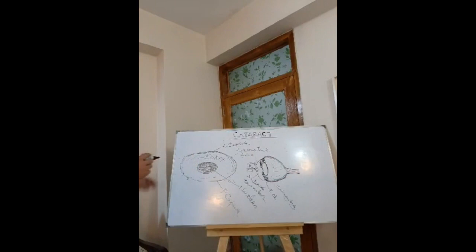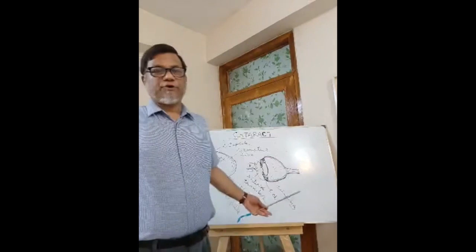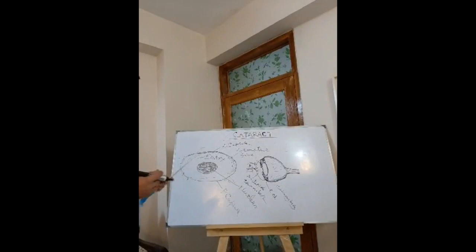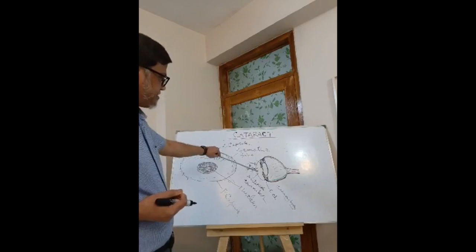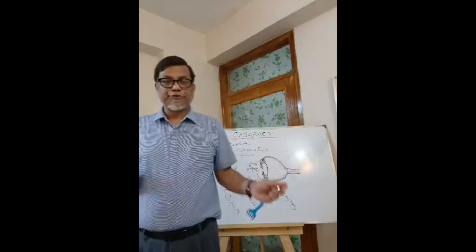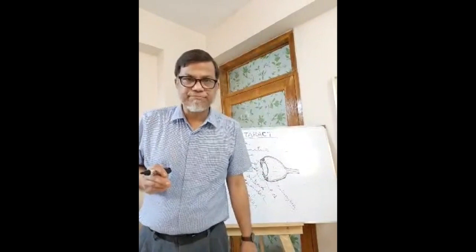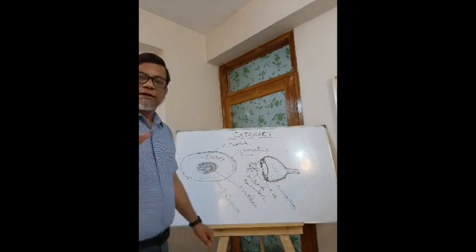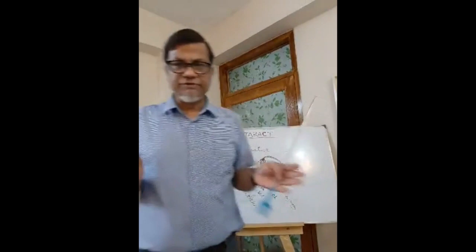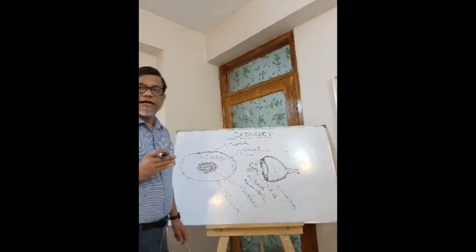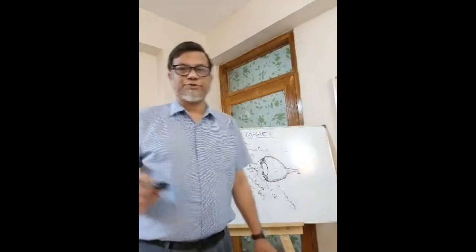Then how does the lens get nutrition? It is a very common question. How does the lens get its nutrition as it is avascular? It gets the nutrition from aqueous humor, produced by the ciliary process and coming to the posterior chamber, then the anterior chamber. So the lens gets its nutrition totally from aqueous humor. What is the benefit of this avascularity? If the lens was vascularized, light entry would not be possible. So to keep it clear, it is avascular.